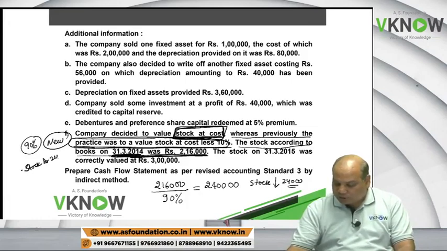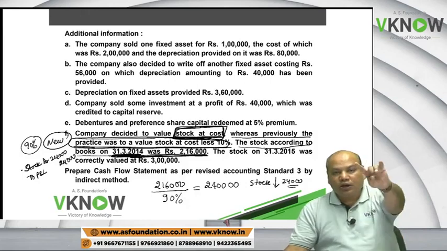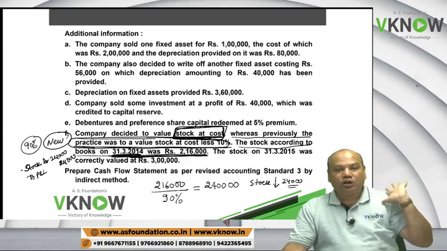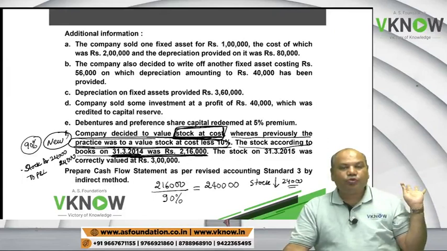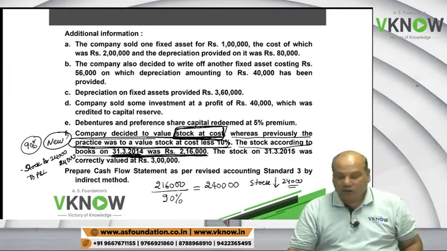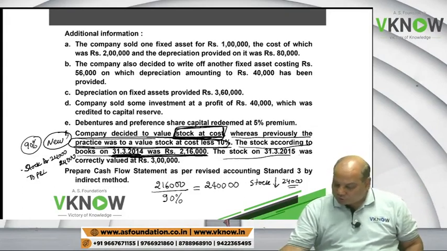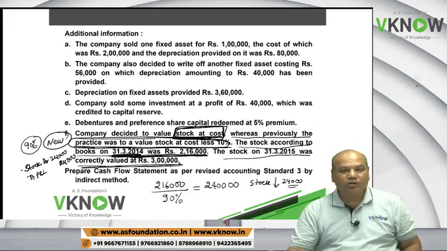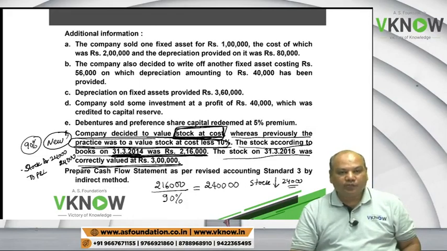The rectification entry will be stock debit 24,000 to P&L account, because if your stock is wrongly valued, last year's profit was also under-reported. So I will have to rectify that. Then we can proceed further. The stock on 31st March 15 was correctly valued at 3 lakh. So closing stock has no problem, but opening stock has a problem.